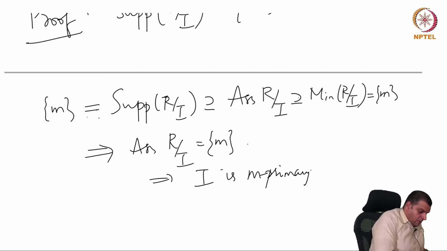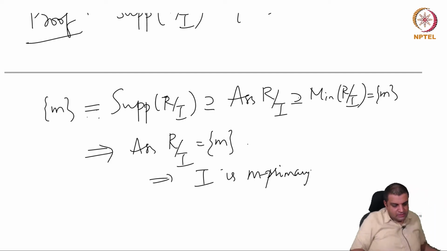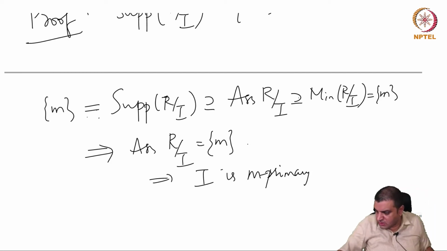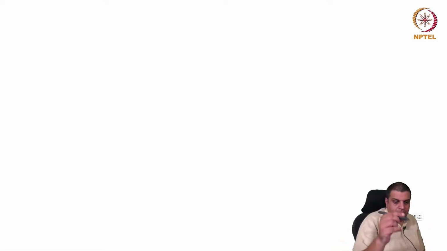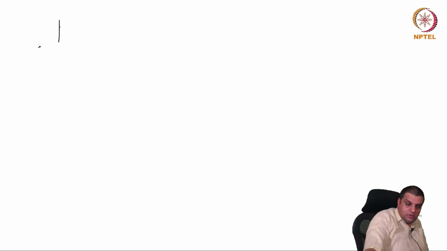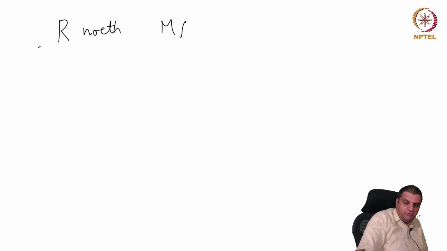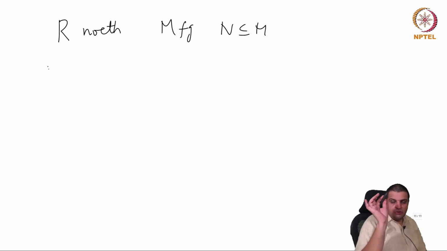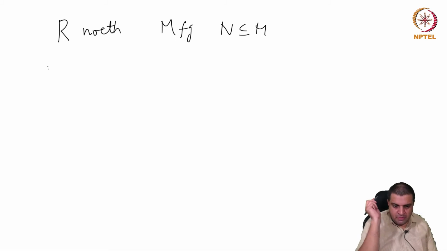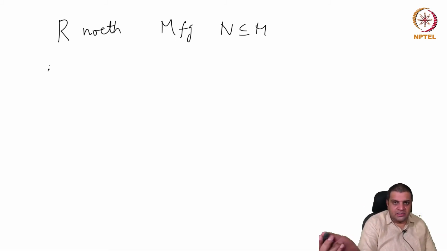Now we would like to understand more. So let's step back and look for a minute. What have we proved? The context is R is Noetherian, M finitely generated, and N inside M. We introduced the notion of an associated prime. What does it mean to say a prime is associated to M, or associated to M mod N, etc.?